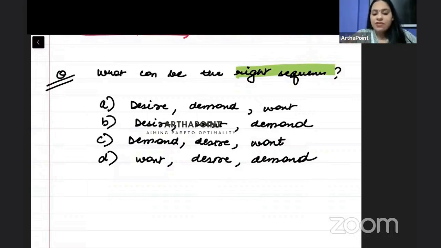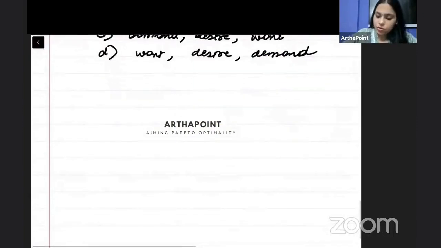Absolutely correct. Everyone who is saying B, B is the correct answer. You will first go ahead and desire something. सबसे पहले आप किसी चीज को desire करते हो, फिर उसकी want generate होती है, and then you demand the commodity. So the correct option is option number B. Absolutely correct. Right, beta. Next question.